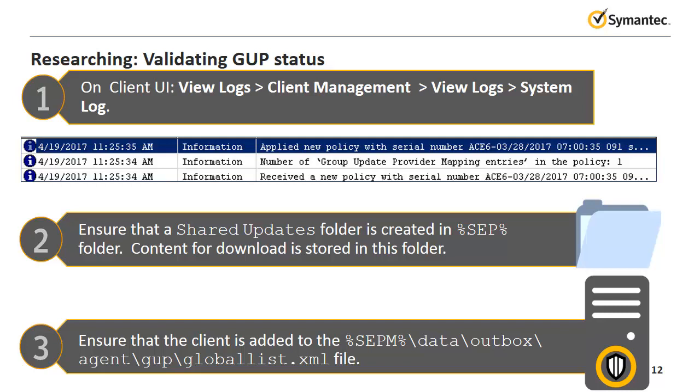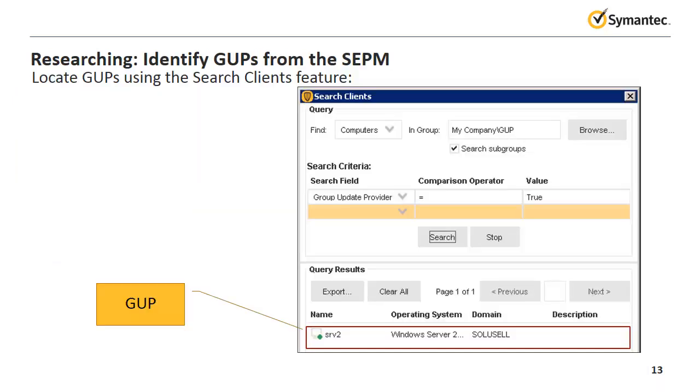Ensure that a shared updates folder resides in the client's SEP install folder. The GUP stores the content in the shared updates directory. On the SEPM, ensure that the client is added to the globallist.xml file. From the SEPM, locate the GUP using the Search Clients feature.